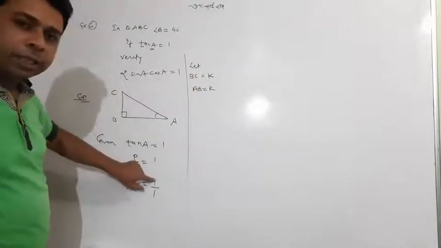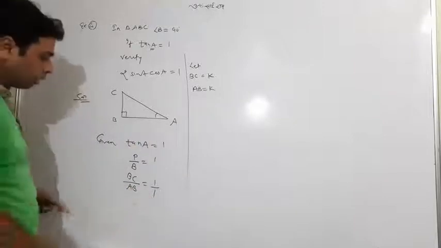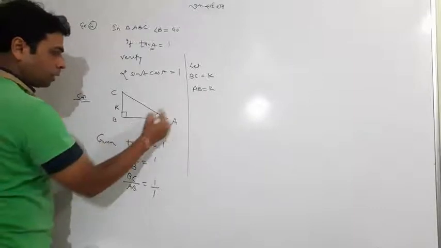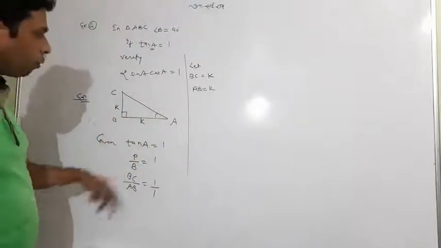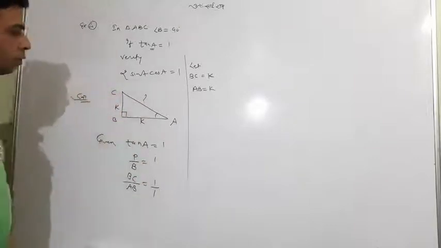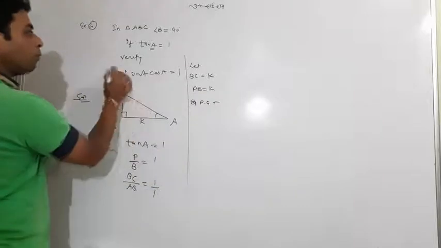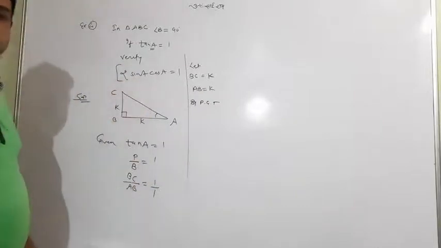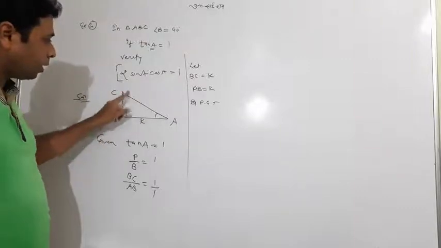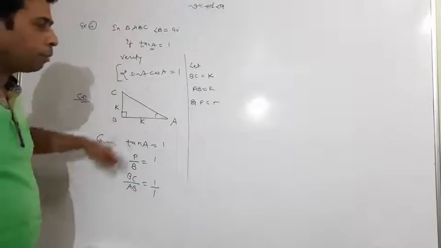Writing BC equal to directly 1 is not suitable. Even though the answer will be correct, I still suggest you write it like that. BC equal to k, and AB is equal to k. When we have found these two sides, we will try to find the third side by Pythagoras theorem. Why do we need the third side? Because whatever we need to verify, we need all three sides. Until we have these three sides, definitely we can't do the work.